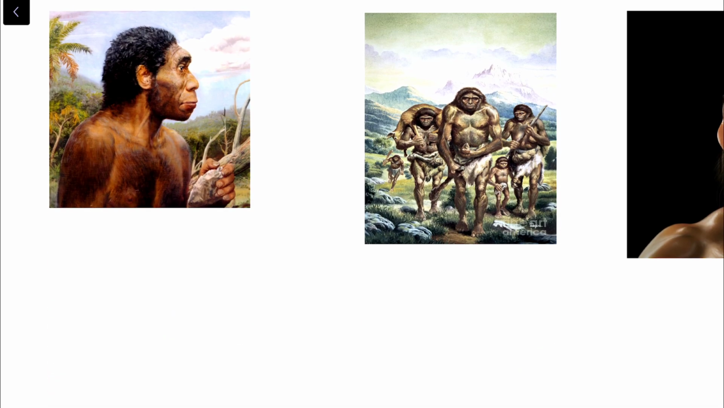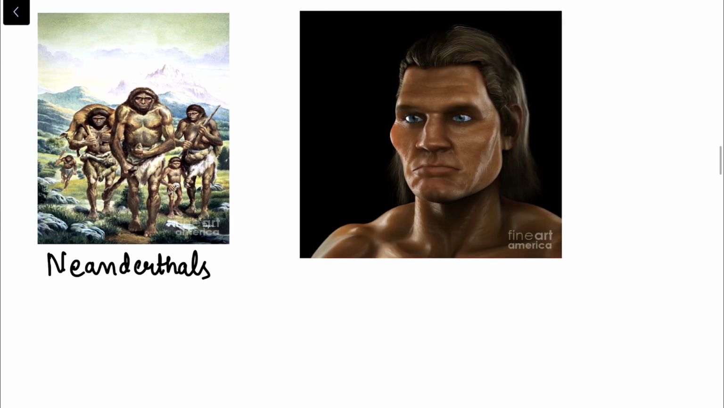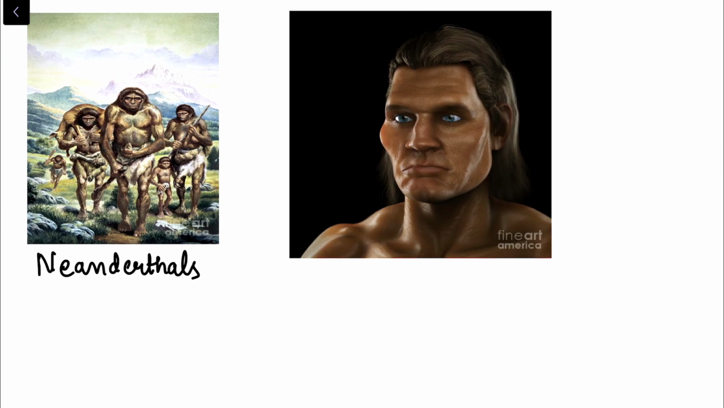If we see here, this is Homo erectus. They were the ancestors of human beings. Homo erectus was found in the Lower Paleolithic Age. In the Middle Paleolithic Age, Neanderthals were found. Next, we see Homo sapiens in the Upper Paleolithic Age.